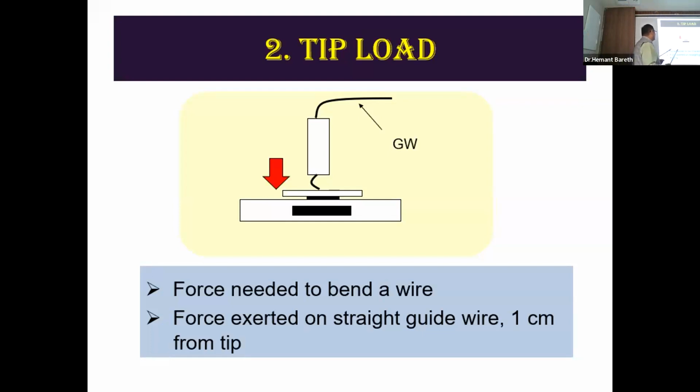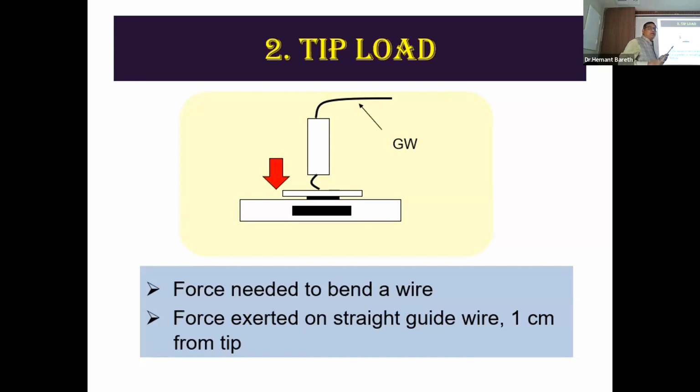What is tip load? The force needed to bend the tip of the wire at 10 mm. Some people say 100, some people even take 150, 160. At that point, the force required to bend may be different, but some people say 160 is the force or 100. So depending on that, but this is standard, 10 millimeter from the tip, the force required to bend that tip. So that is the tip load.